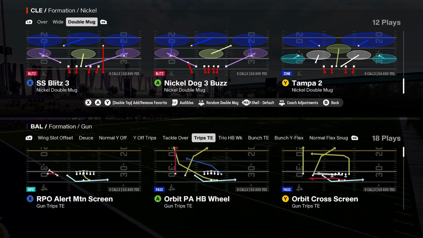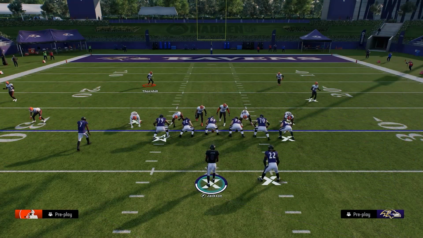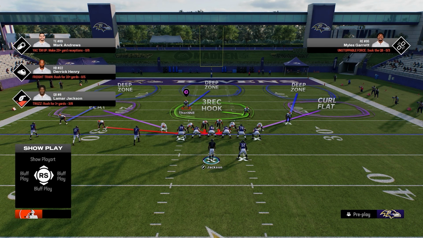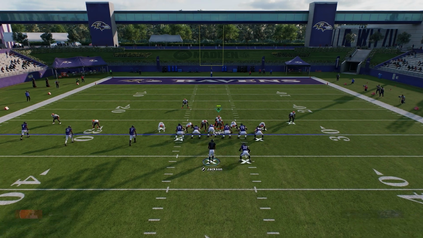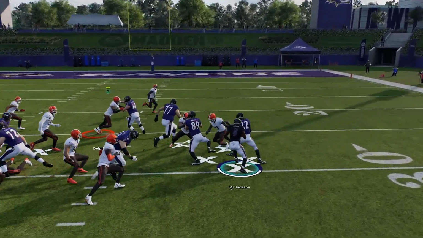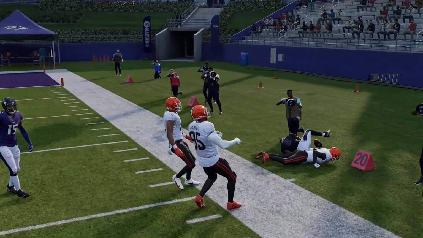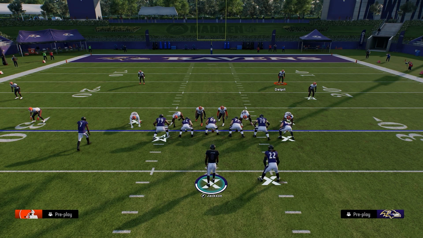So if they are in nickel dog 3 buzz, that's going to essentially be the same thing for us. A lot of times people are going to show blitz, but they're still going to crash that line down, put those outside guys in zones. And a lot of times they'll use this guy here in this situation. We're just going to call this play again, quarterback zone. We're going to keep it here with our quarterback, follow our blockers, and we're going to be able to get ourselves easy yardage in the run game. This is one of the most effective run plays in the entire game, and it does a tremendous job at attacking the double mug meta.